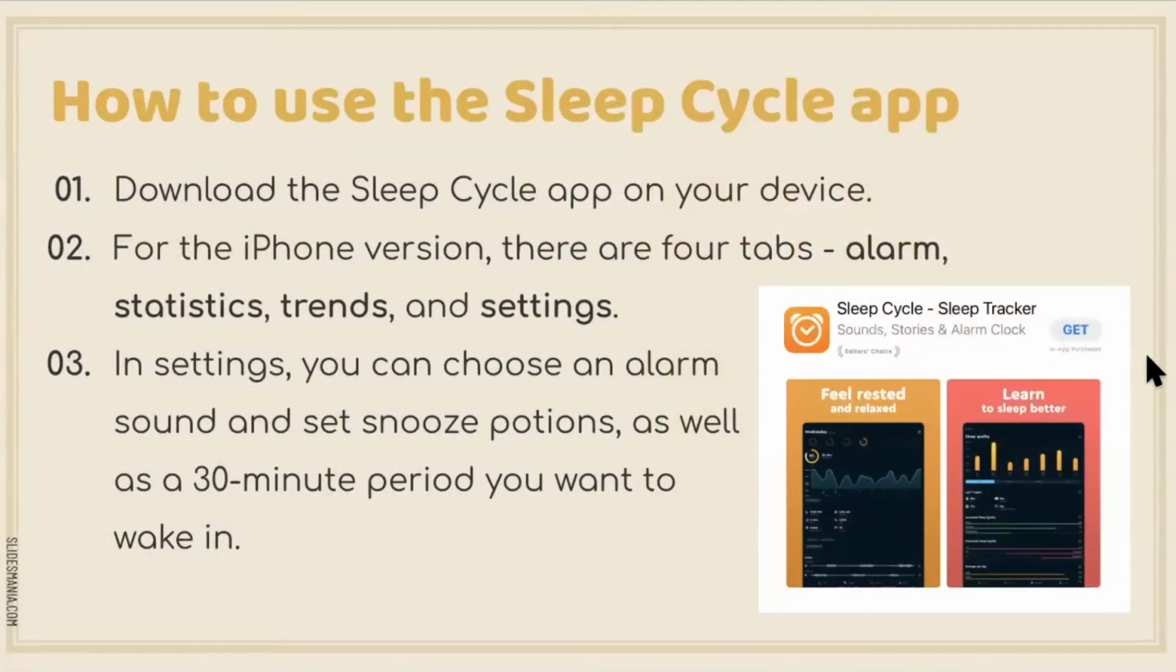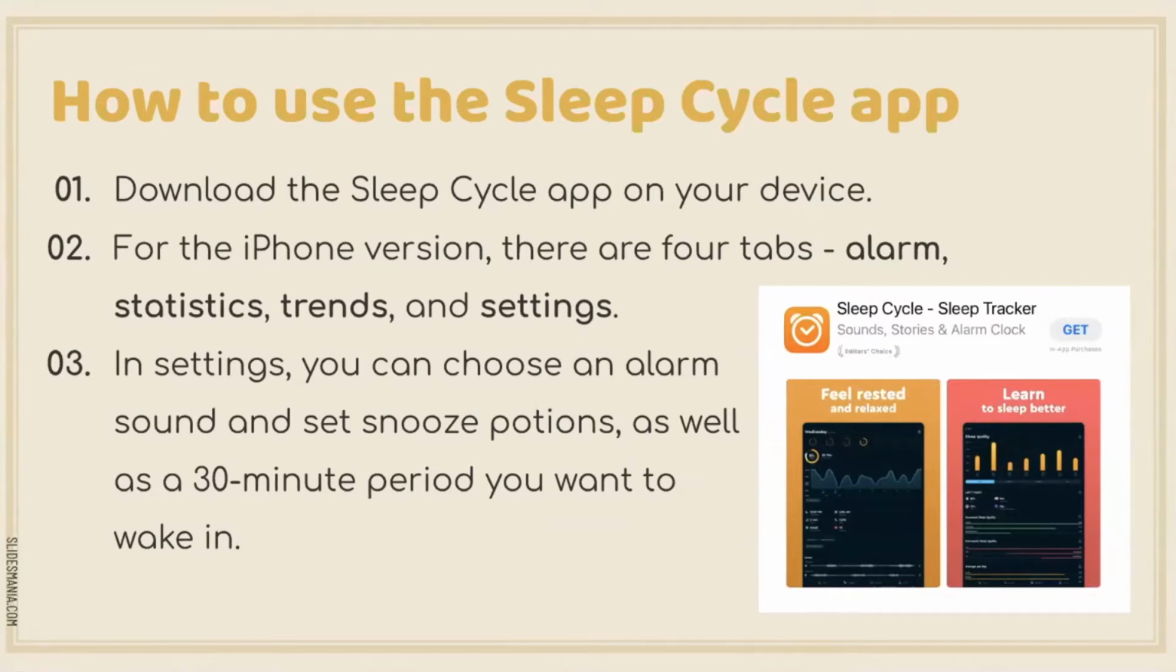Now I will be going over how to use the Sleep Cycle app. The first step is to download the Sleep Cycle app on your device. So you can either go to the App Store if you have an Apple device, or you can go into the Google Play Store if you're on an Android device. For the iPhone version, there are 4 tabs, including Alarm, Statistics, Trends, as well as Settings. And you can explore each of these sections and get different features from all 4 of them.